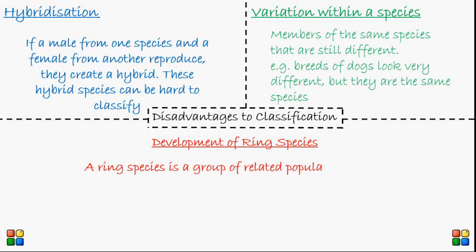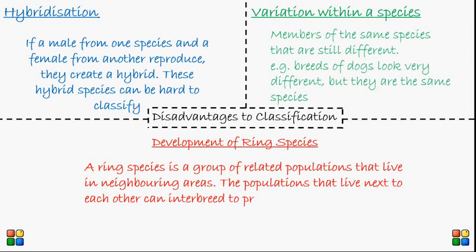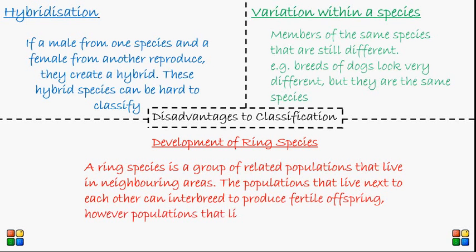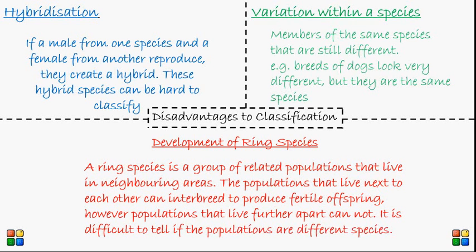The development of ring species. Well, a ring species is a group of related populations that live in neighbouring areas. Populations that live next to each other can interbreed to produce fertile offspring. However, populations that live further apart cannot. It's difficult to tell the populations of different species.